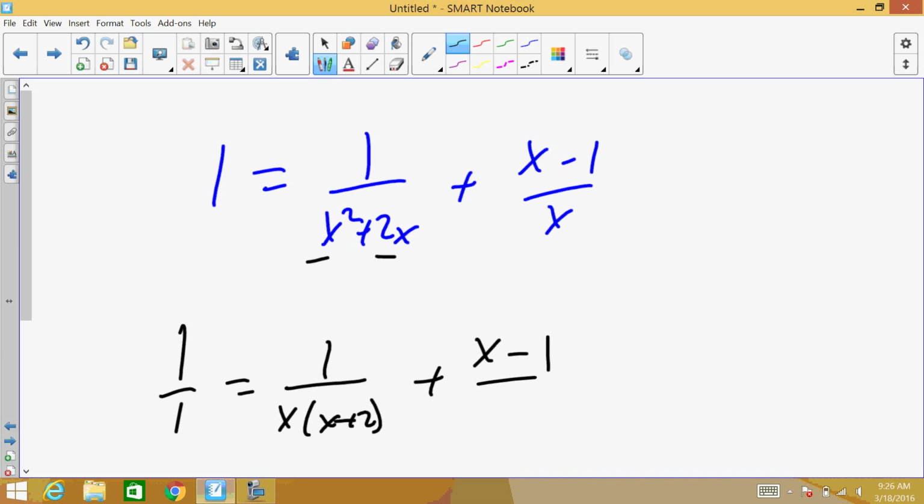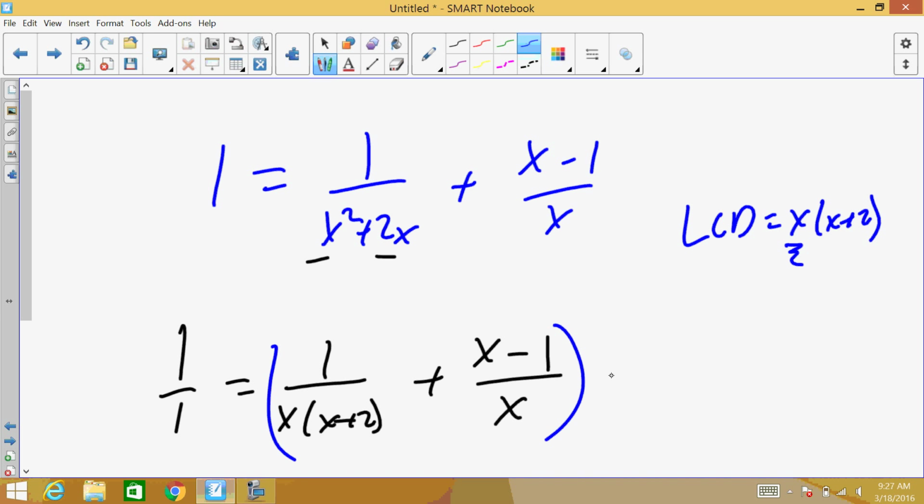I can't factor any of that. So I come over here to the right side and I say my least common denominator is, well, x times (x plus 2) from that one. This one's only got a 1. I don't need to worry about anything there. This one's got an x. I've already got an x in my least common denominator. That's great. I'm going to multiply both sides of my equation by x times (x plus 2).